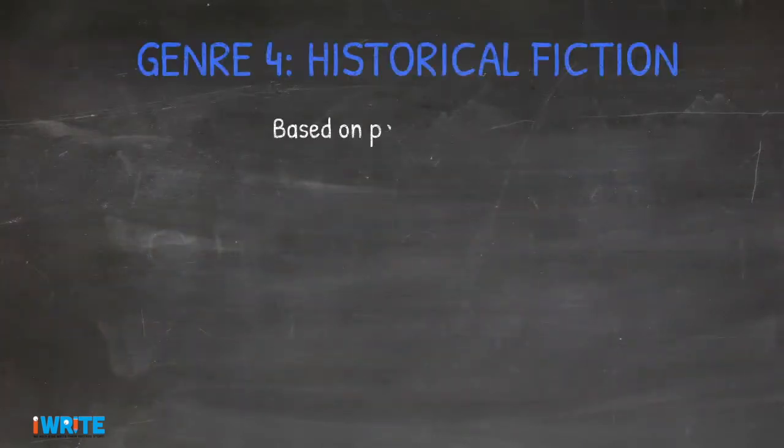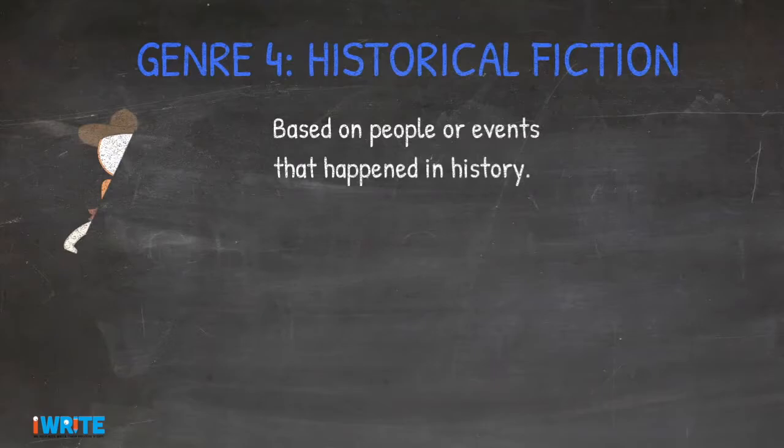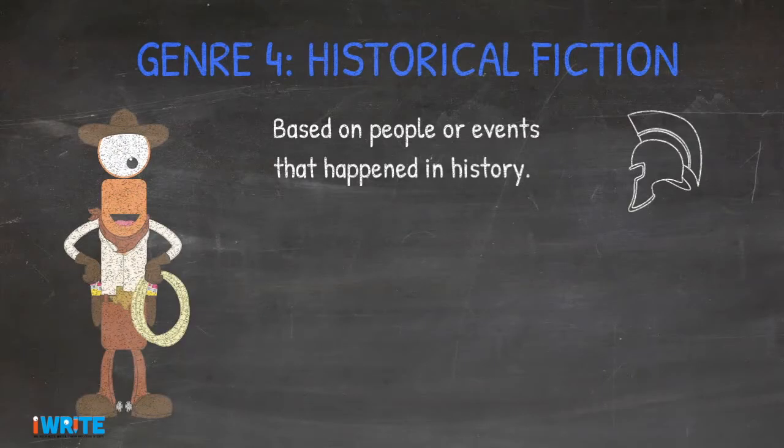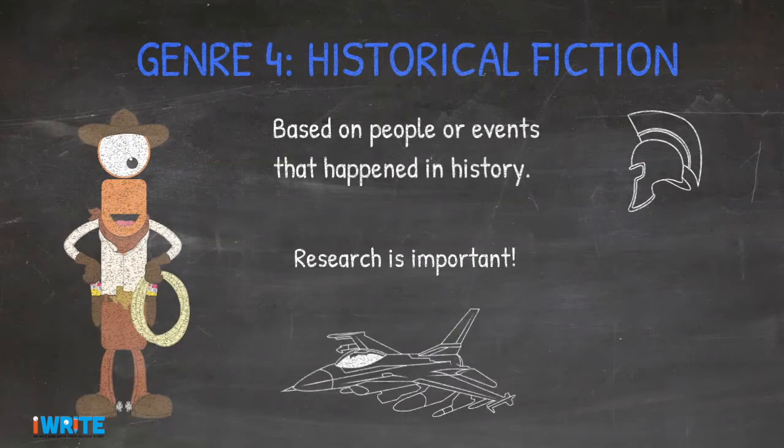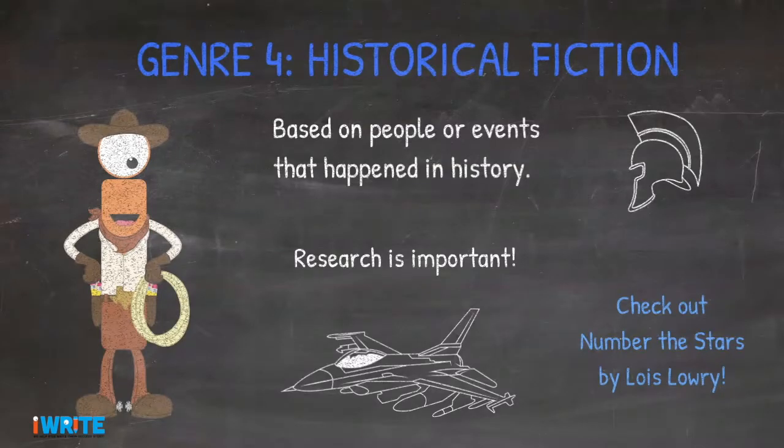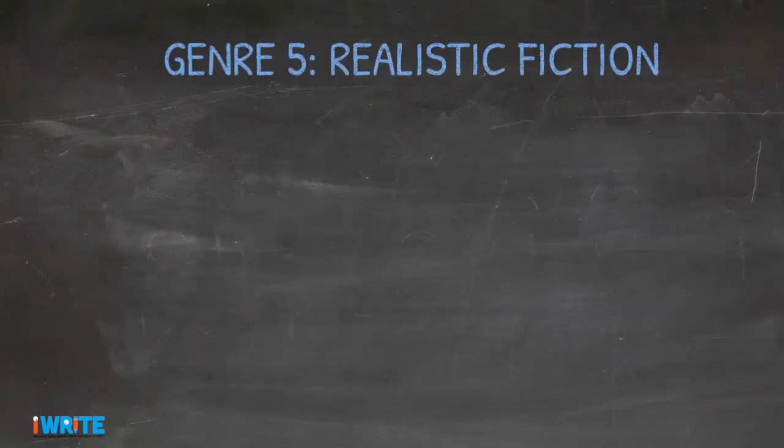Historical fiction is a fictional story based on people or events that happened in history. This is my personal favorite genre to write, but I will say that historical fiction, too, requires research. After all, you need to be able to reproduce events that occurred in the past to some degree of accuracy. Number the Stars by Lois Lowry is a great example of a historical novel. It's set in Denmark, which is a country in Northern Europe, during the Second World War.